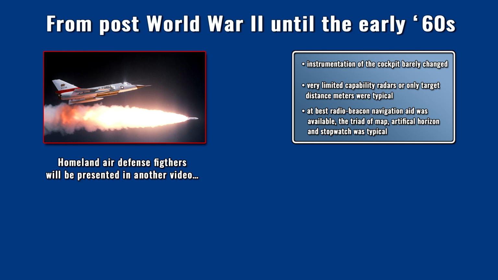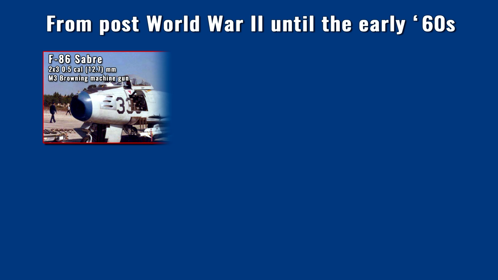These homeland air defense fighter planes will be covered in another video. Navigation on fighter jets was still typically done using the map, stopwatch and the artificial horizon. In the field of armaments, we also had to wait a little bit more for the first sign of the revolution.